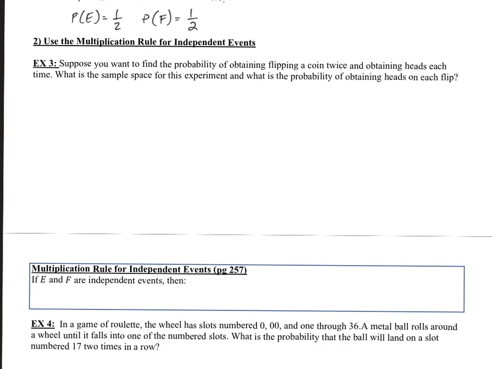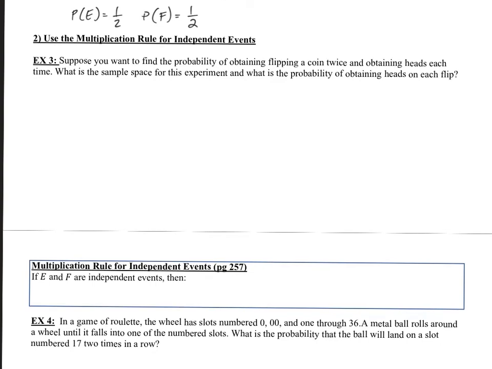Alright, let's take a look at objective 2, the multiplication rule for independent events. Example 3. Suppose you want to find the probability of flipping a coin twice and obtaining heads each time. What is the sample space for this experiment, and what is the probability of obtaining heads on each flip?